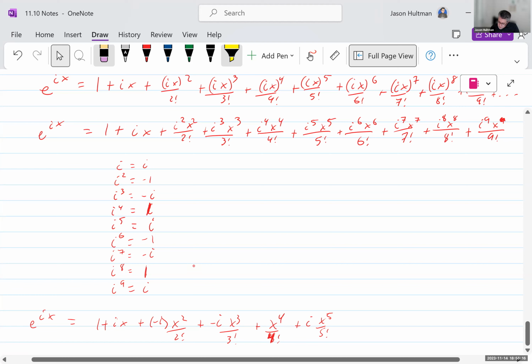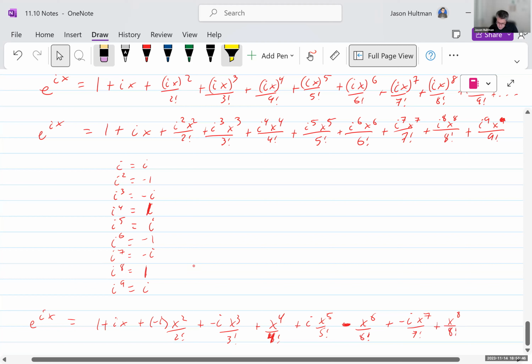And then we go to x to the 6th. i to the 6th is -1, so it's negative x to the 6th over 6 factorial, plus i to the 7th, which is -i, times x to the 7th over 7 factorial, plus i to the 8th, which is +1, times x to the 8th over 8 factorial.